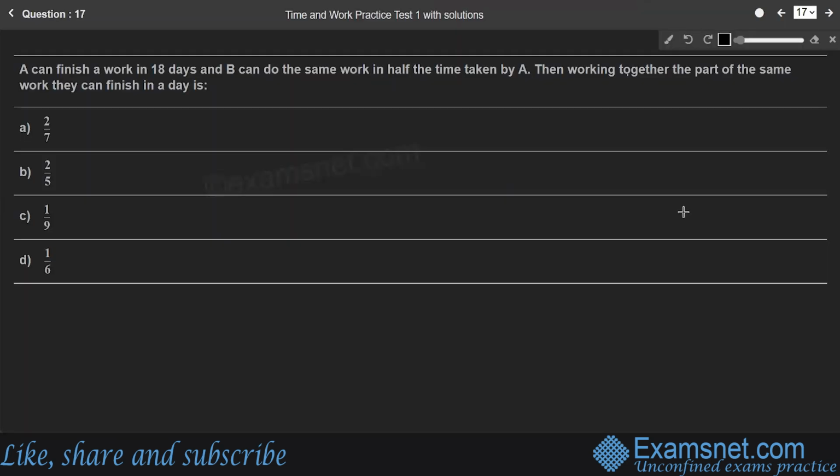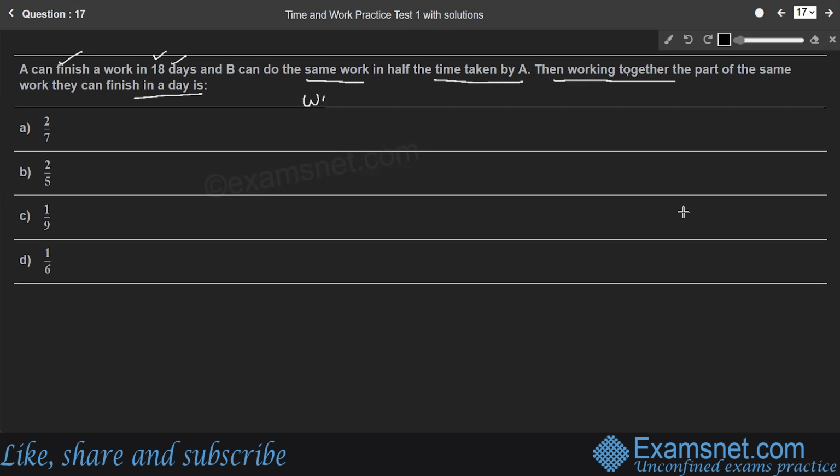Question 17. A can finish a work in 18 days and B can do the same work in half the time taken by A. Then working together, the part of the same work they can finish in a day is. So here, in a day, what is the amount of work done by A, which is nothing but the efficiency of A? In other words, A's 1 day work.